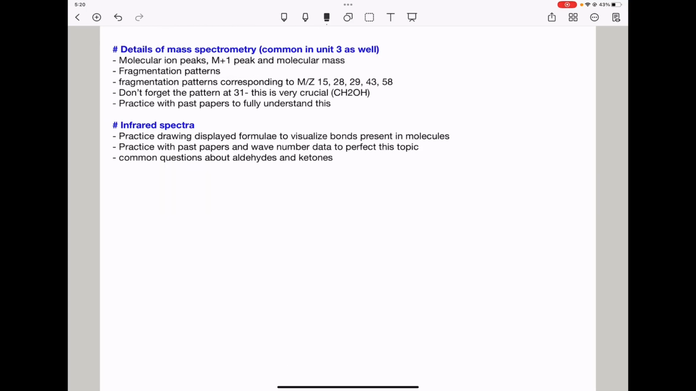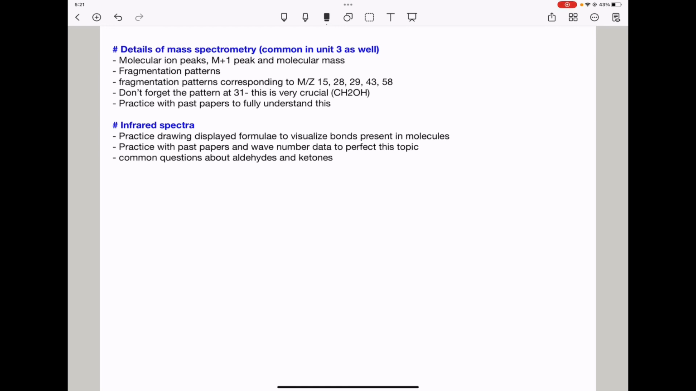The next part is details of mass spectrometry. Here you need to remember this as well, common in Unit 3. They can talk about the molecular ion peak, the M+1 peak, as well as molecular mass. Please remember about fragmentation patterns and remember the mass to charge ratios of 15, 28, 29, as well as 58. Please do not forget the peak at 31 mass to charge because this is very crucial. This corresponds to the CH2OH+ fragment. This is very common in most of our alcohols, please remember, at mass to charge 31. Then practice with past papers to fully understand this fragmentation.